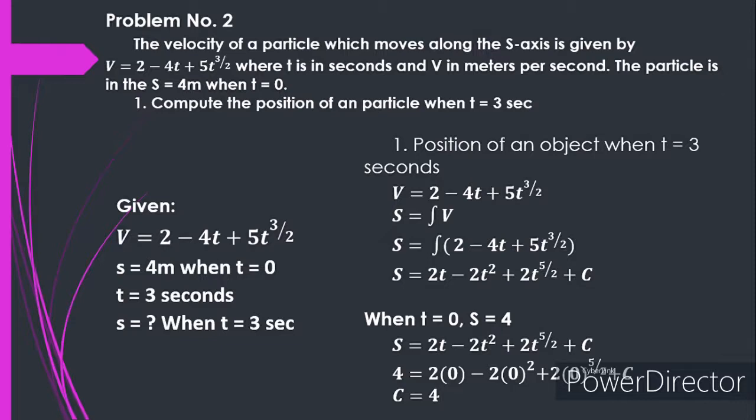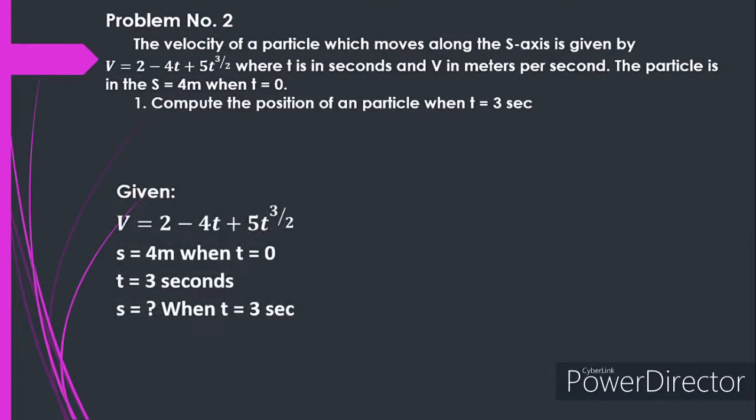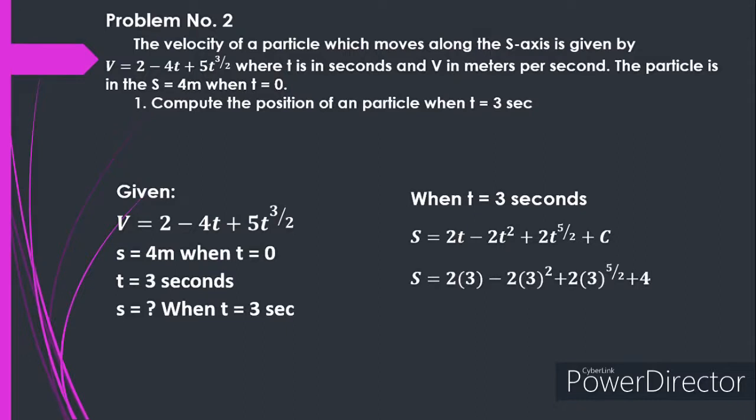Pero hindi yun yung ating hinahanap. Ano ba ang question natin? So, sabi dito, compute the position of a particle when t is 3 seconds. So, since may formula na tayo or may equation na tayo for distance, meron tayong value ng constant, then we could direct substitute our values. So, when t is 3 seconds, s is equals to 2t minus 2t squared plus 2t raised to 5 halves plus c. Substitute all the values.